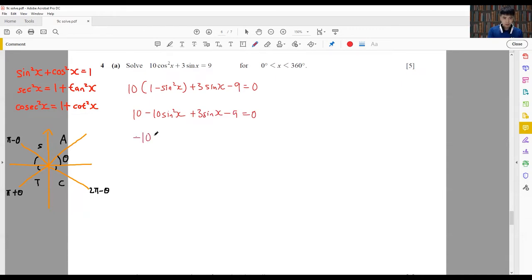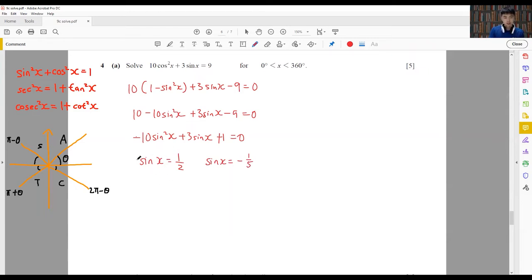Rearrange everything and group up the like terms: minus 10 sine square x plus 3 sine x, 10 minus 9, plus 1 equals 0. Type this into our calculator's quadratic function: minus 10, 3, and plus 1. You would have gotten that sine x is either equal to 1/2 or sine x is equal to minus 1/5. In which case, for this question we're going to get 4 answers.